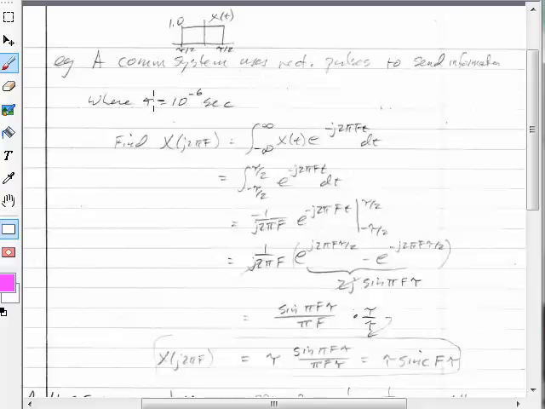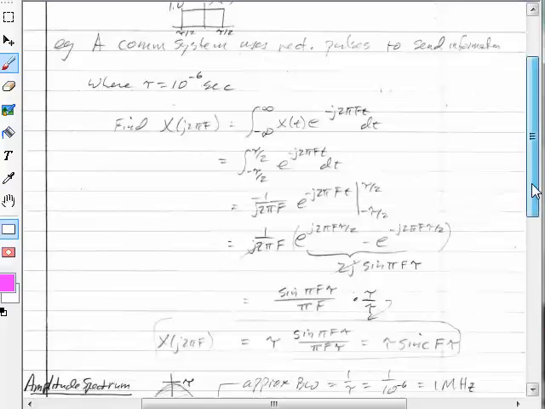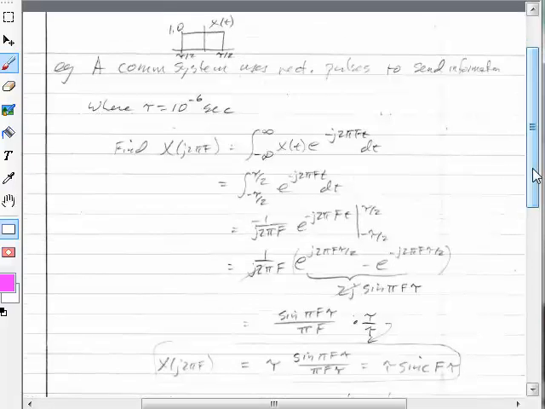So, for example, tau, the pulse width, could be 10 to the minus 6 seconds. All right. Well, here's the Fourier transform. We just plug it in. There's x of t. Just plug it in. We integrate over the non-zero range, minus tau over 2 to tau over 2. And then multiply that by e to the minus j2 pi ft.